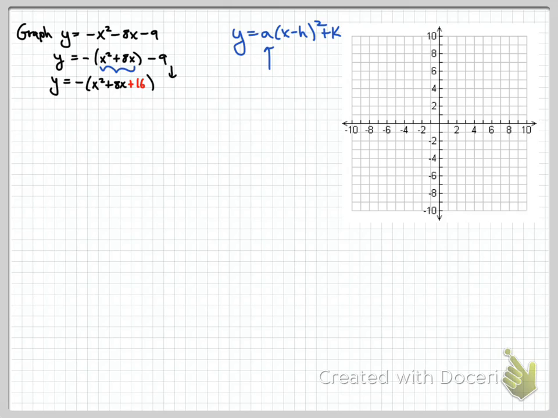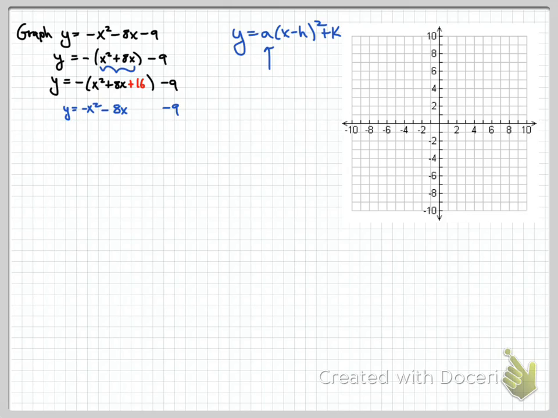We still got this -9 from before. Nothing special happening there. And so we're now going to figure out what we need to do to keep this equation balanced. Well, if I were to distribute this -1 through, I think we would have y equals -x squared. That's exactly the same as our original. I think we'd have a -8x. That's exactly the same as our original. I'm going to keep this -9 hanging around. That's exactly the same as our original.